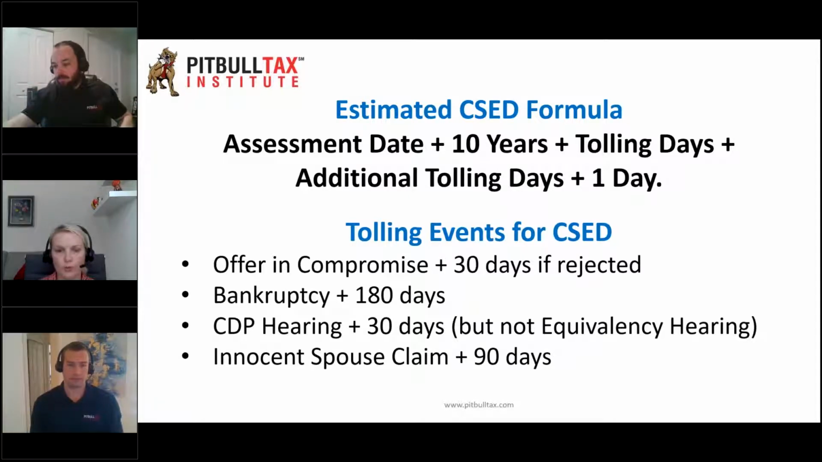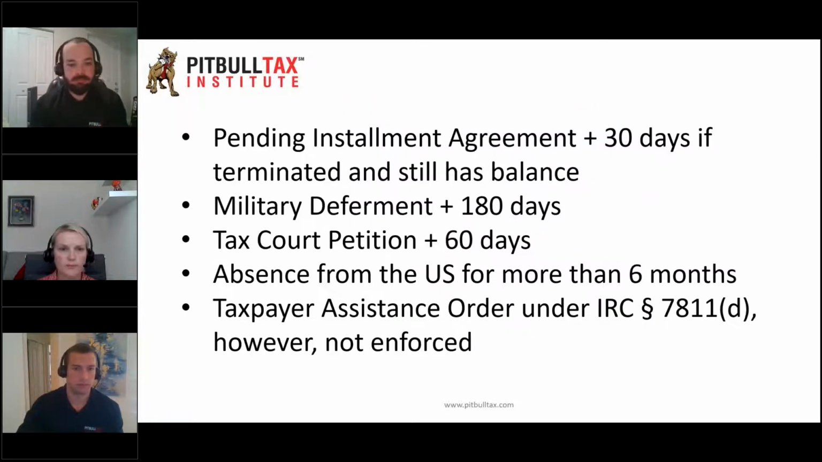An innocent spouse claim also tolls the statute plus 90 days. Next slide, please. A pending installment agreement plus 30 days if terminated and it still has a balance. Military deferment also extends the statute plus 180 days. A Tax Court petition filing will toll the statute plus 60 days. Absence from the US for more than 6 months: this information you will never find on any transcript, but you have to know that if you have a situation with a taxpayer who lives abroad, that tolls the statute.